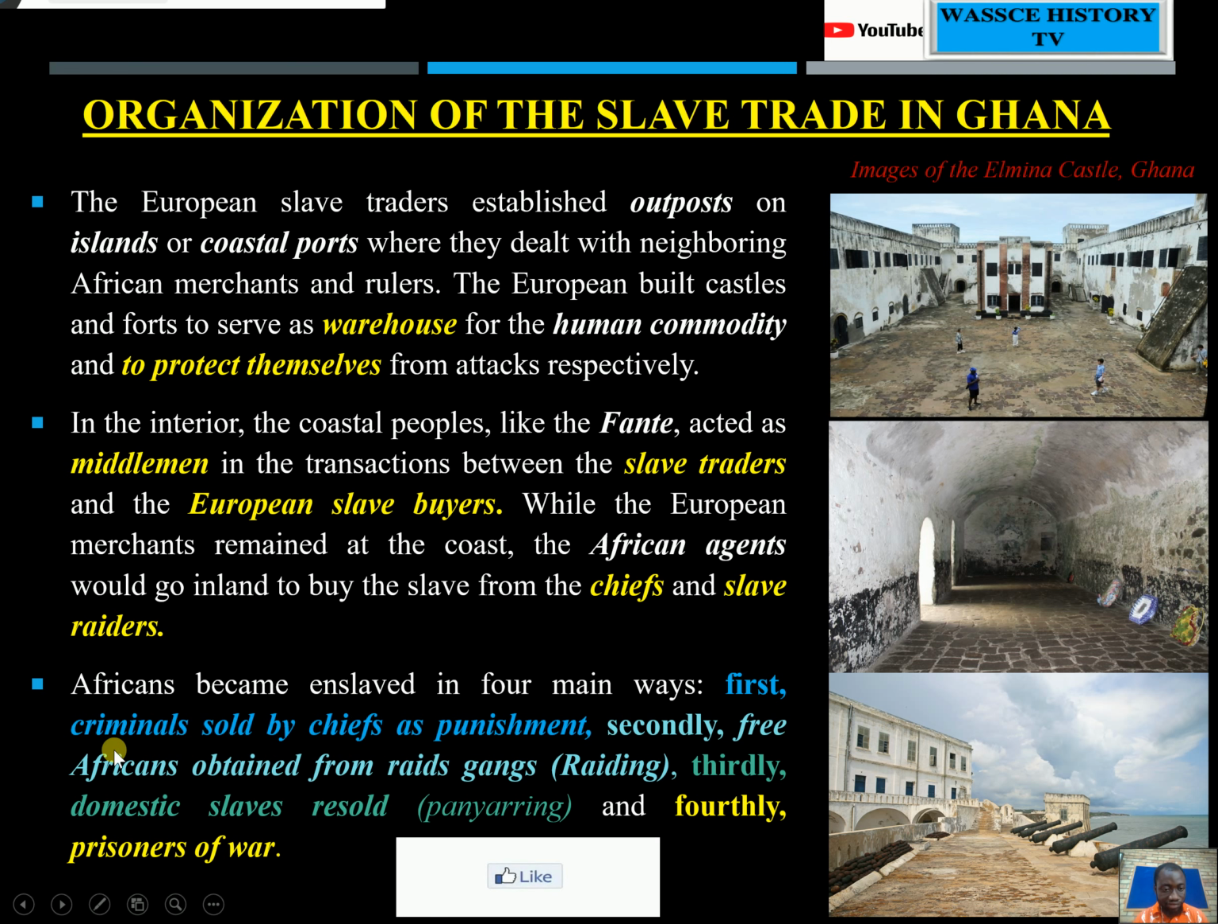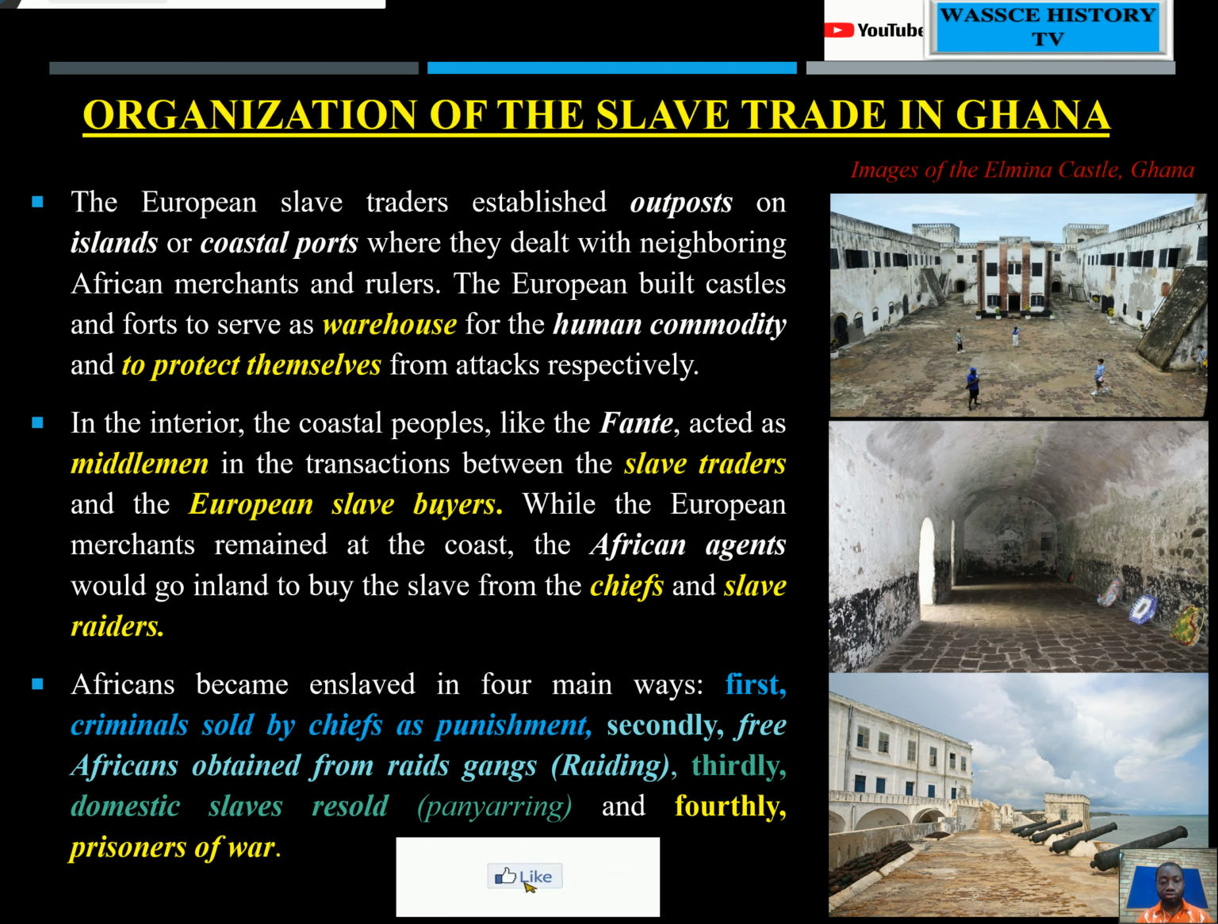But let's move on. Africans could be enslaved in four ways. The first one was that if you were a criminal, you could be sold by your chief as punishment. This is one way in which the chiefs got their slaves. People who were criminals were sold off.